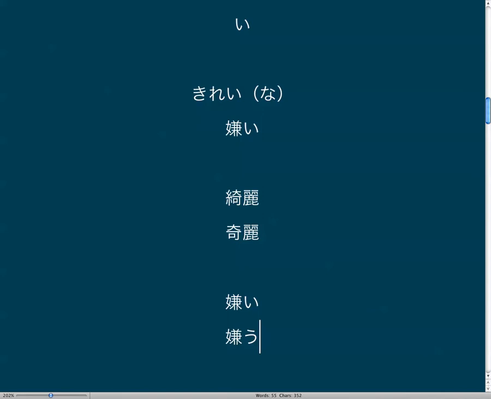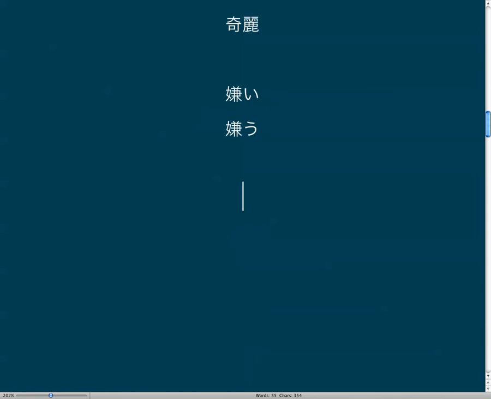Unlike na adjectives, you do not need to add na to directly modify a noun with an i-adjective. For example, this is kirai na tabemono, which is hated food. Let's look at i-adjectives. Oishii, which means delicious or tasty, and modify the noun, becomes tasty food, oishii tabemono.